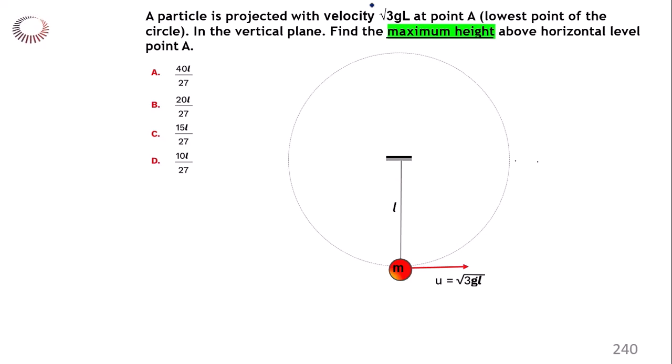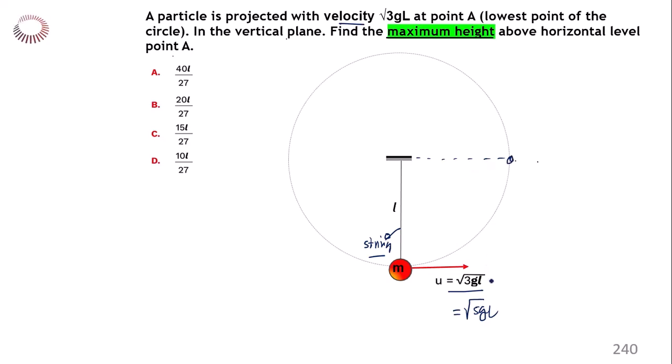Now the particle is projected with a velocity of root 3 GL from point A, the lowest point, in the vertical plane. Find the maximum height above the horizontal level about point A. Because it is connected with a string, this is a string case. I know that if the particle is projected with a velocity of root 5 GL, then it will complete the vertical circle. If the particle is projected with a root 2 GL velocity, then it will go up to that particular point, pendulum motion.